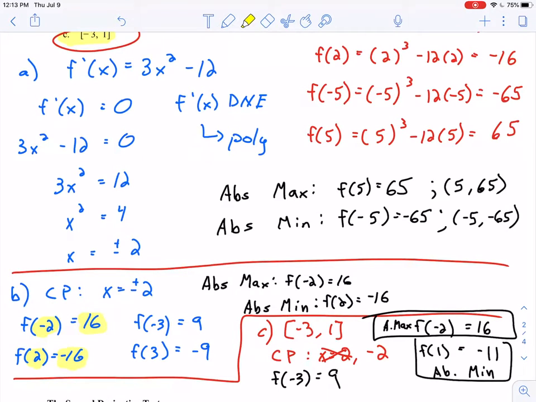So again, this is how we're going to find absolute extrema. You're finding your critical points, you're testing your critical points and your endpoints with the original function f of x or g of x, and then you're picking out the highest y value and the lowest y value.